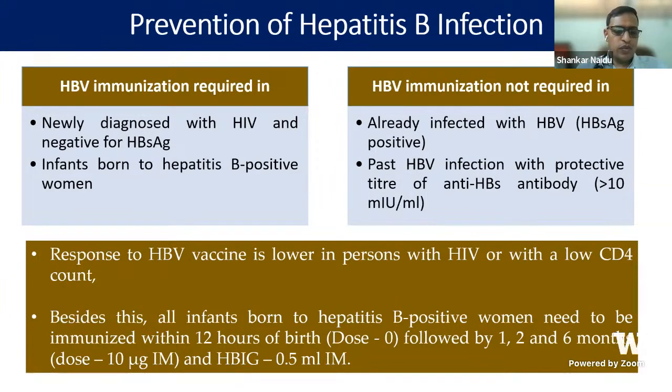Besides this, all infants who are born to hepatitis B positive women should receive 4 doses of hepatitis B vaccine, one at the time of birth within 12 hours, this is dose 0, followed by doses at 1 month, 2 months, and 6 months. And they should also receive hepatitis B immunoglobulin 0.5 ml intramuscularly at the time of birth.